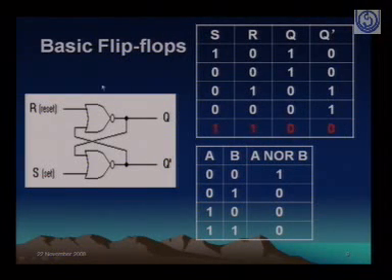So what happens in this situation? The value of the set input is 1, so one of the inputs to the NOR gate happens to be 1. What will be the output, irrespective of the other input? If one of the inputs to the NOR gate is 1, the output has to be 0. As soon as S becomes 1, after the basic propagation delay, you will get the value of Q prime as 0. Why will you get Q prime as 0?